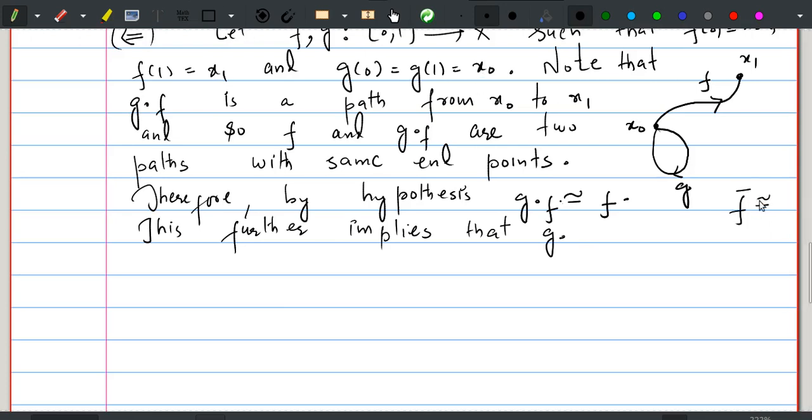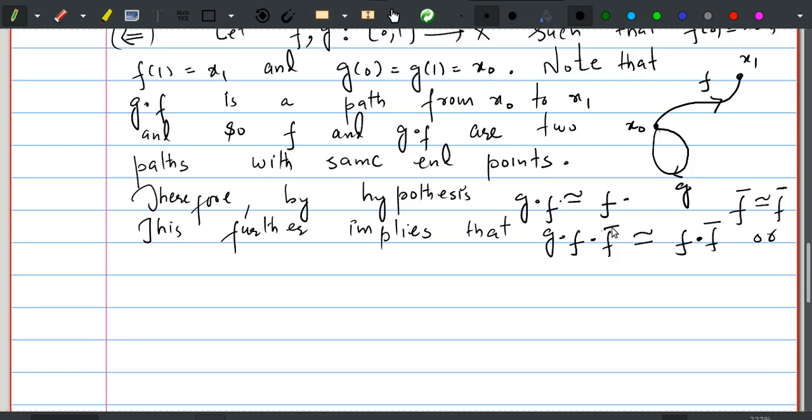Since F inverse is homotopic to F inverse, let us take the product of these two, because we know that the product of homotopic paths is homotopic. So G dot F inverse is homotopic to F dot F inverse.